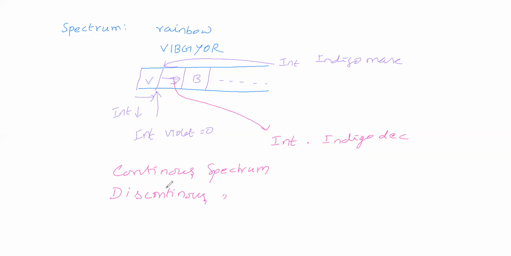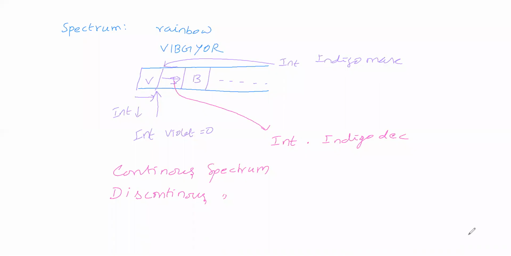Continuous means radiation is present continuously, at all wavelengths. Discontinuous means at some of the wavelengths radiation is not there. Now will you call this a continuous spectrum or a discontinuous spectrum? Think about that and say it later.